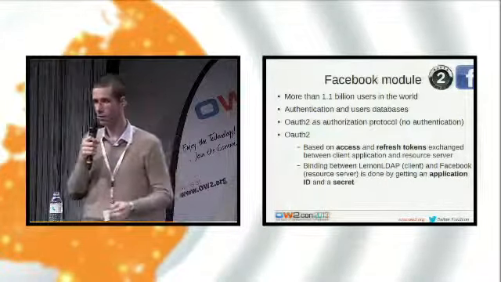So how does it work? Like the Google module, Facebook authorizes other applications like LemonLDAP to reuse the authentication of Facebook, and it does that by the OAuth protocol. OAuth is just an authorization protocol which will validate the user. It is based on access and refresh tokens which are exchanged between the client application and the resource server, the client application being LemonLDAP and the resource server being Facebook in this example.